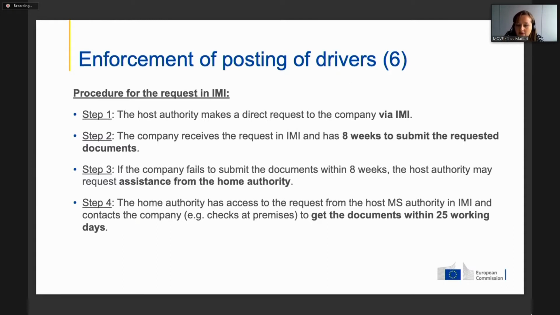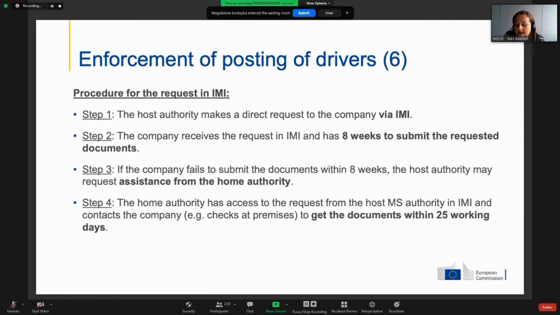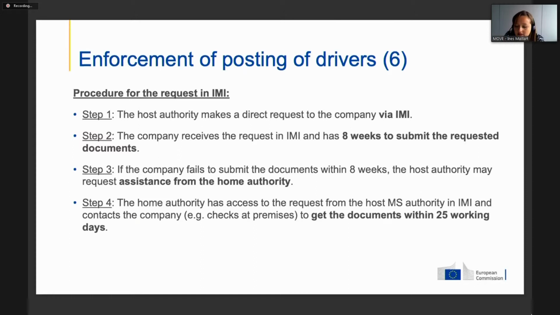Then, if the company fails to submit the document within 8 weeks, the host authority may request assistance from the home authority. So this typically can happen if no documents were submitted, or if part of a document was submitted. In that case, the home authority has access to the request, as I said, and it can contact the company, for instance, organize checks at the premises to get the documents within 25 working days. So that's more or less how this will work.